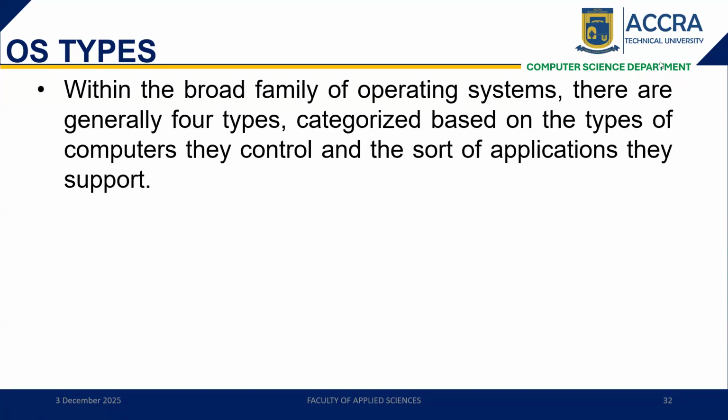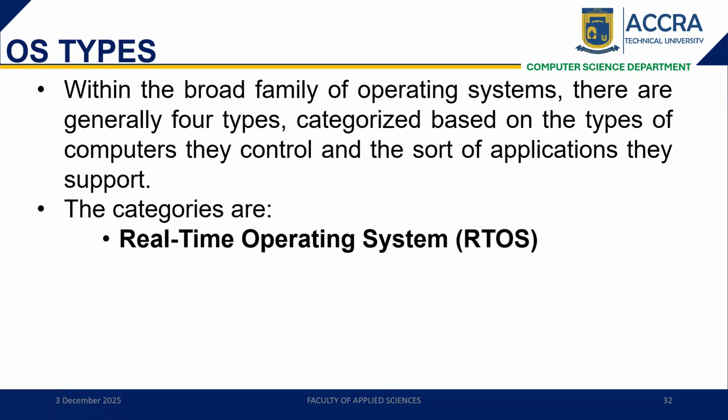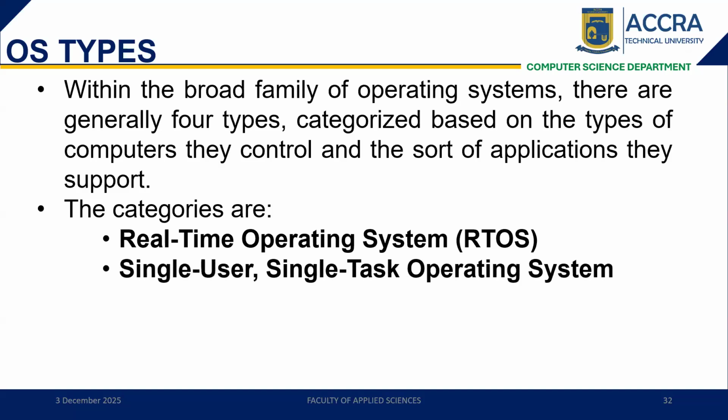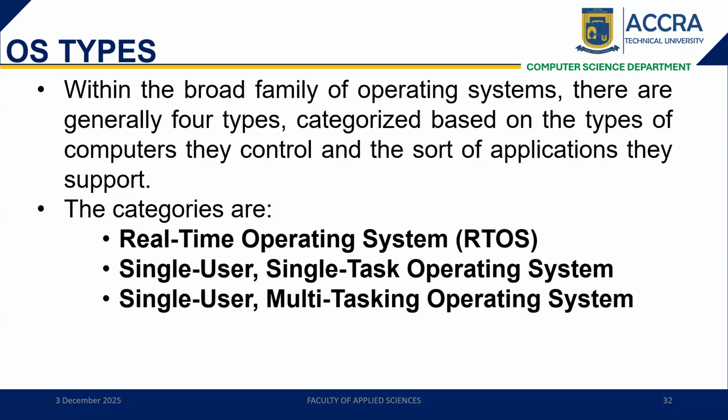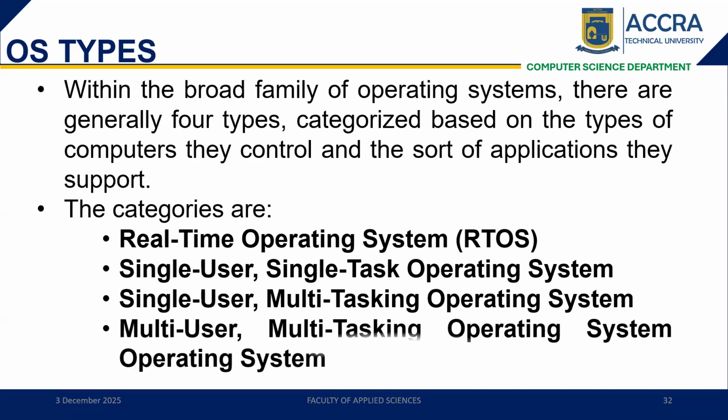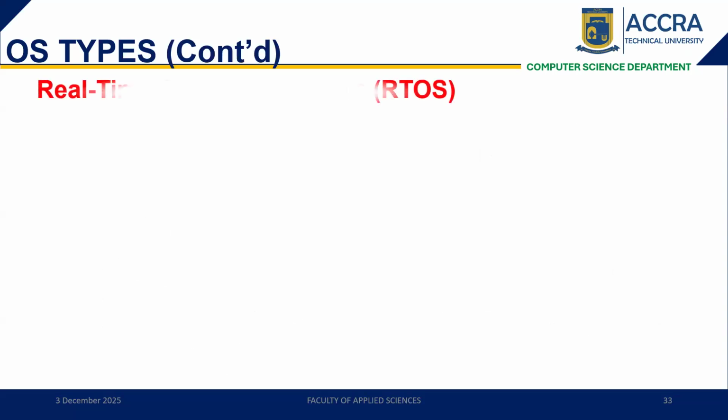So let's look at these 4 types of OSs. The first one is real-time, RTOS, real-time operating system. We have single user, single task operating system. There is single user, multitasking operating system. And then we have multi-user, multitasking operating system as well. So these are the 4. Let's look at the 4 and see.